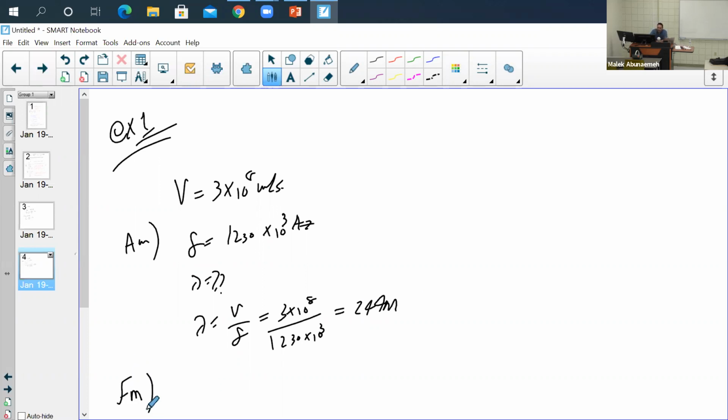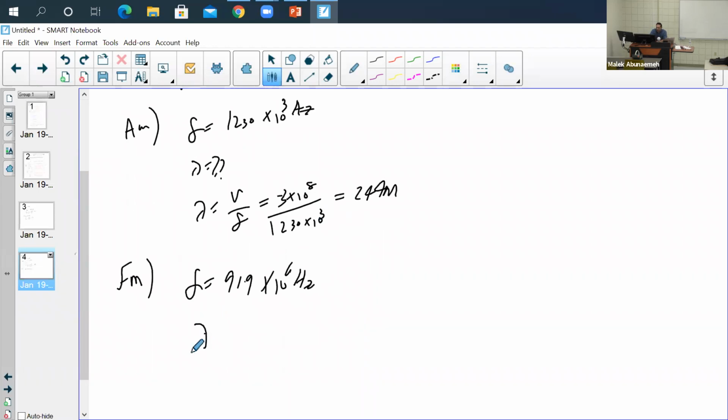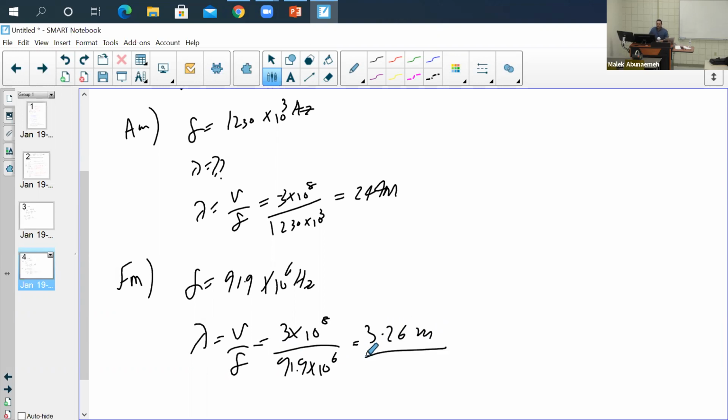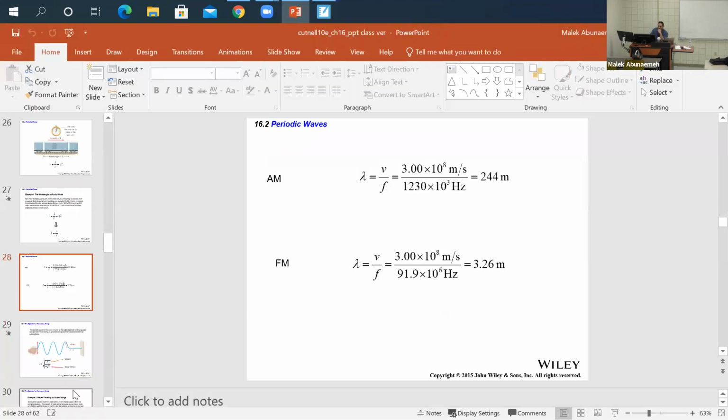Same thing for the FM. Your frequency in this case is going to be 91.9 times 10 to the 6 hertz. That means your wavelength, which is your V over your frequency, is going to be 3 times 10 to the 8 divided by 91.9 times 10 to the 6. So this is going to be 3.26 meters. That's what I got. Yeah, that's correct.